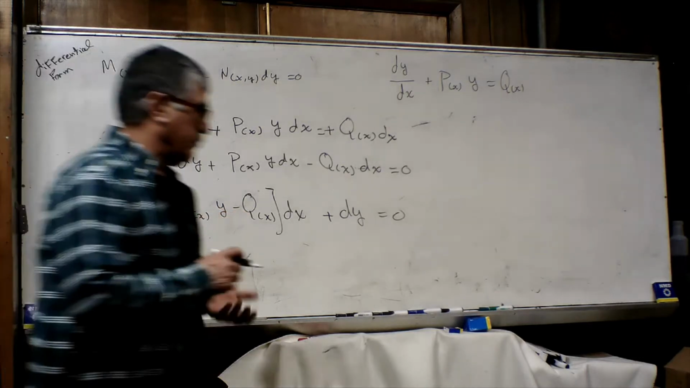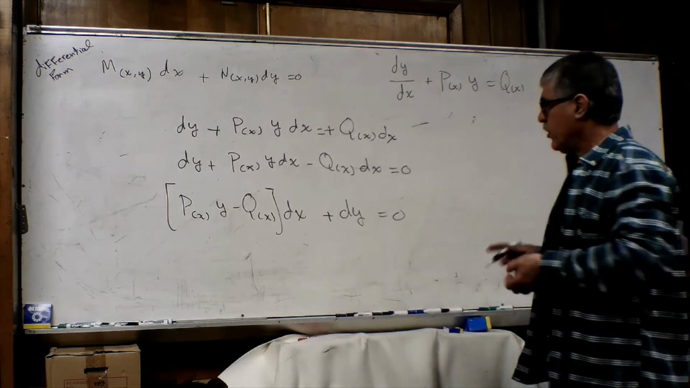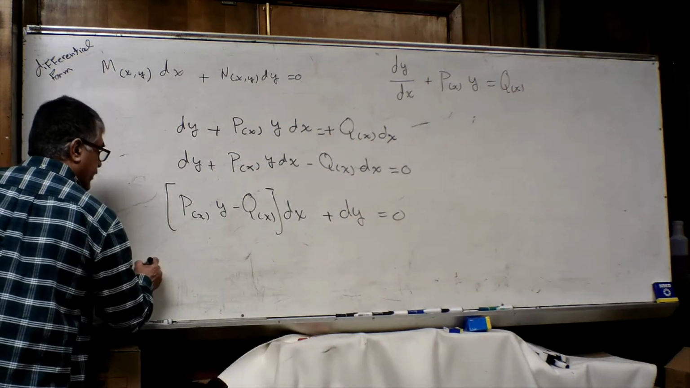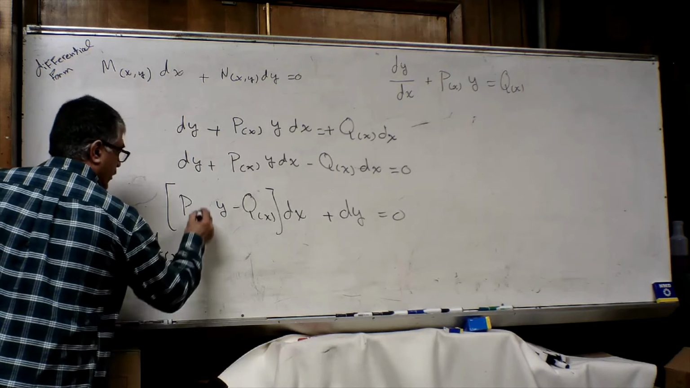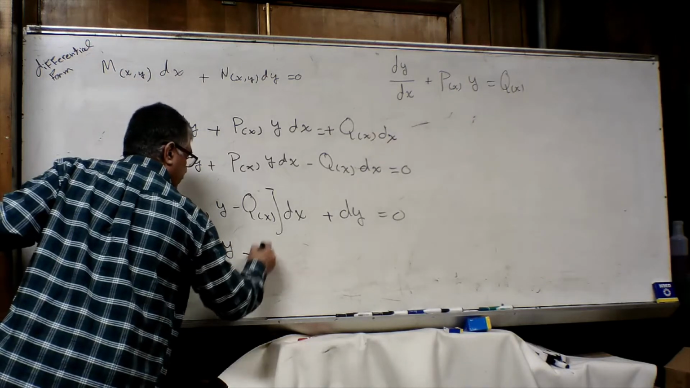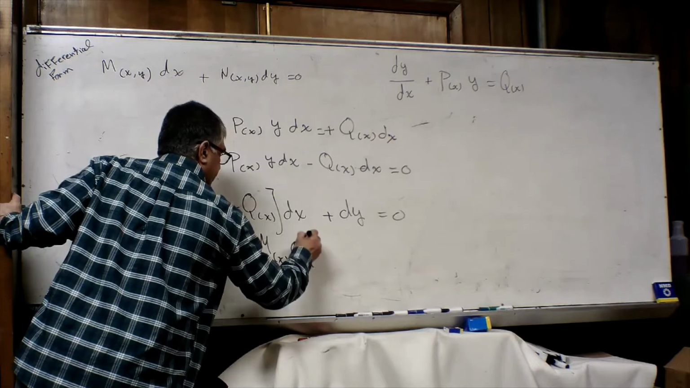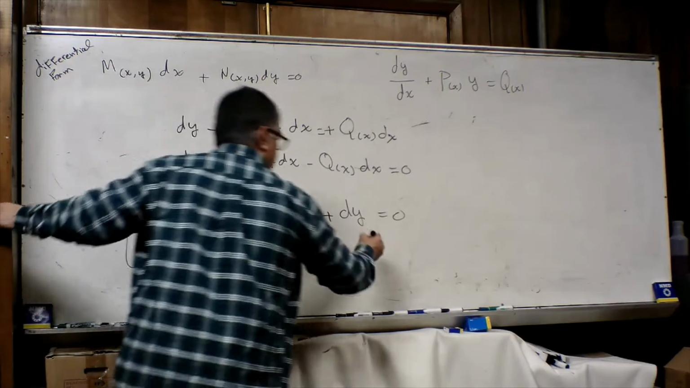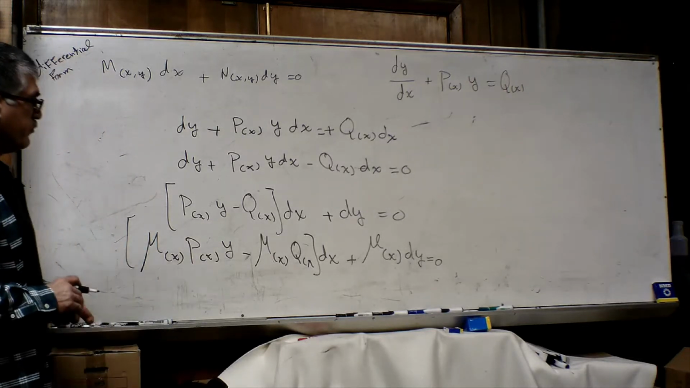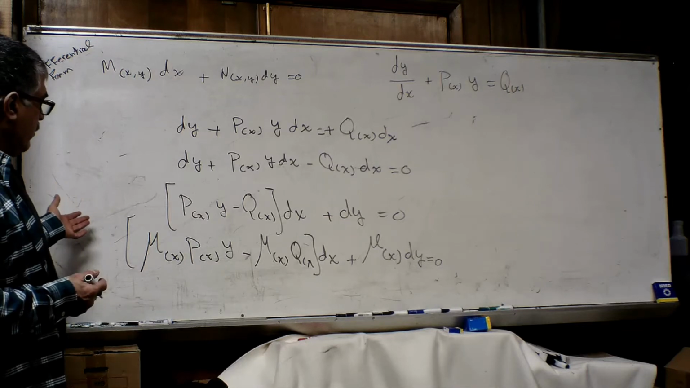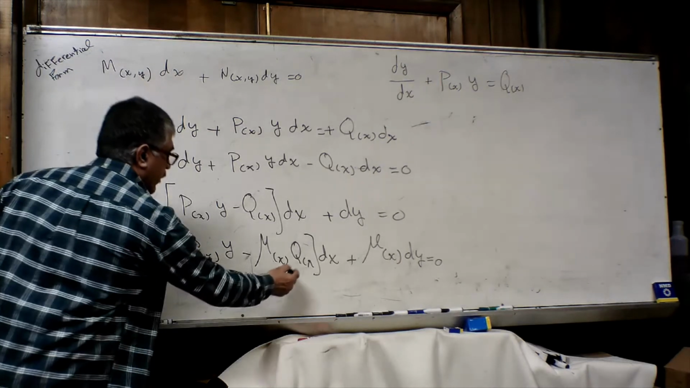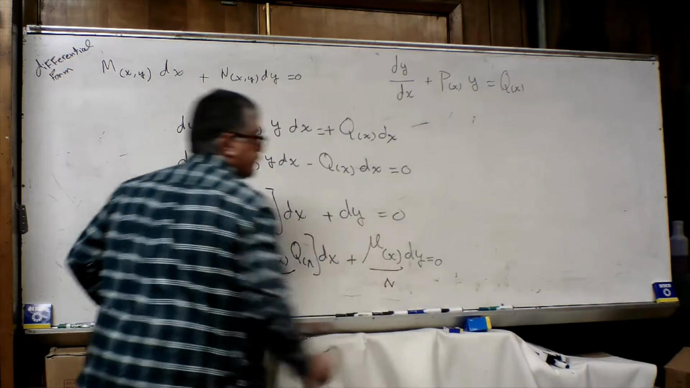So let's assume that this is not an exact differential equation. Let's go ahead and multiply this by an integrating factor mu of x. We are going to have mu(x) p(x) y minus mu(x) q(x) dx plus mu(x) dy equal to 0. So we multiply this equation by this integrating factor mu of x. So now this is our M and this is our N.